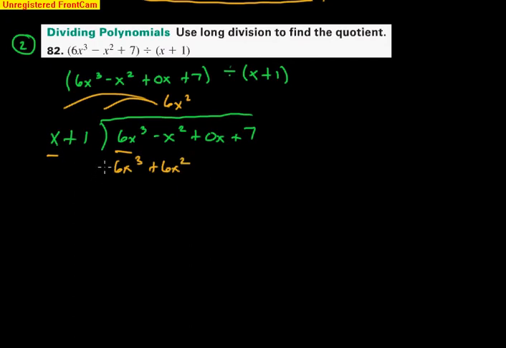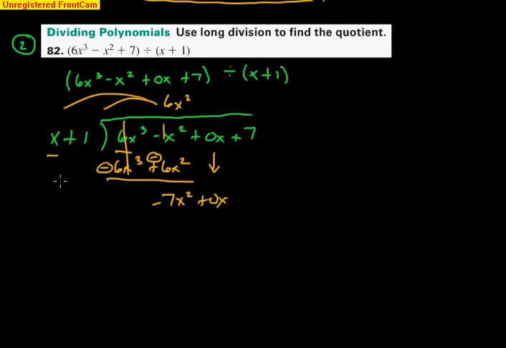And then I subtract, but subtraction really means flipping the signs. Distributing a negative, which flips the signs. And the 6x cubes cancel. And negative 1x squared minus 6x is negative 7x squared. And we bring down the next term, plus 0x.